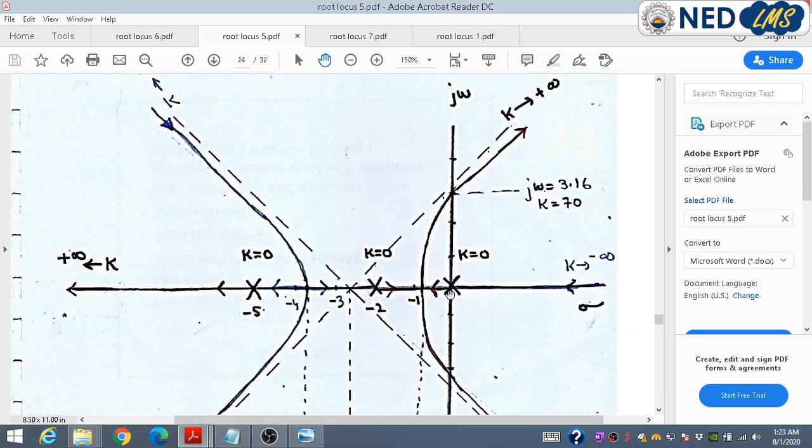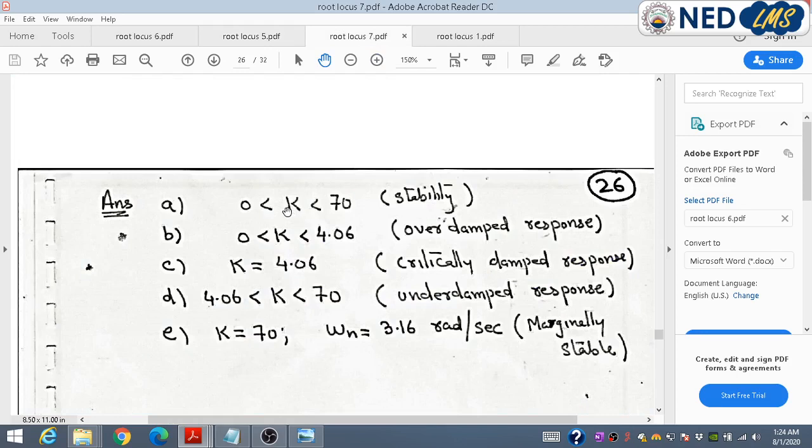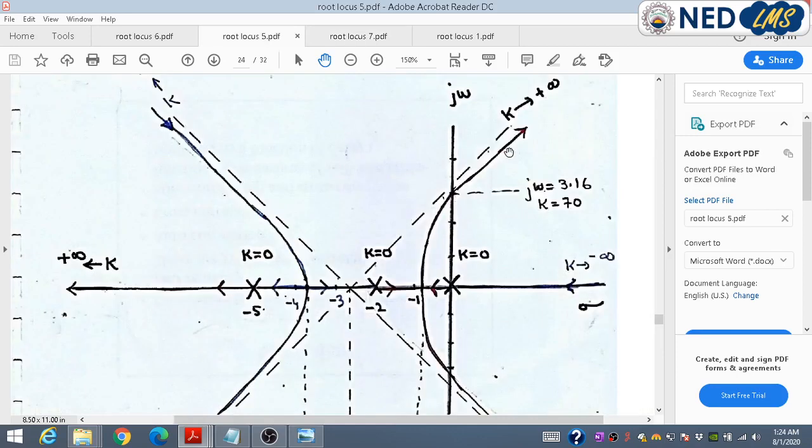Then for positive values of k from 0 to positive infinity, we can also observe that 1 root will remain in the negative side, but 2 of the roots after their departure will move toward the right side of the S plane at this point where the value of k is 70. Therefore here we can say that the system is stable for k greater than 0 and less than 70, because beyond that the root locus will move in the right side of the S plane. This is the range for system stability.